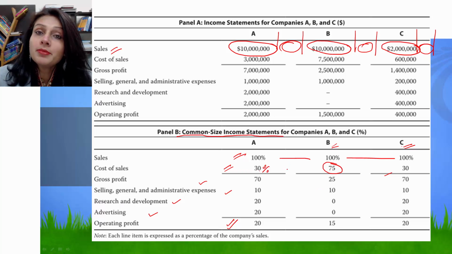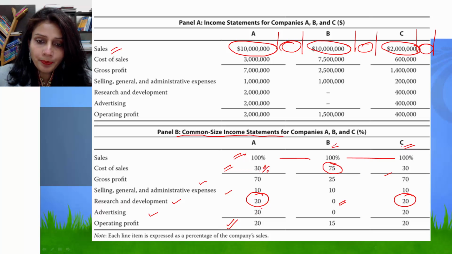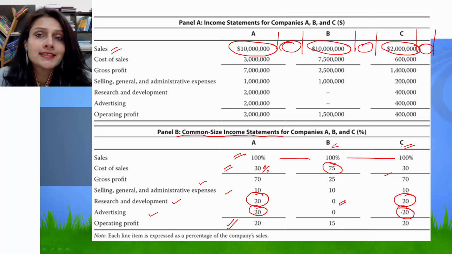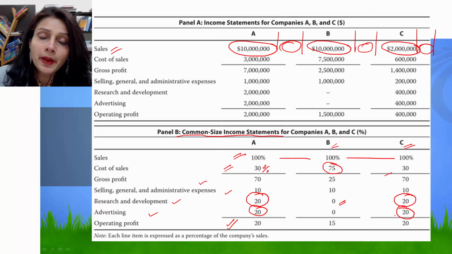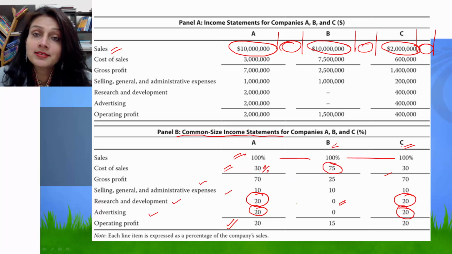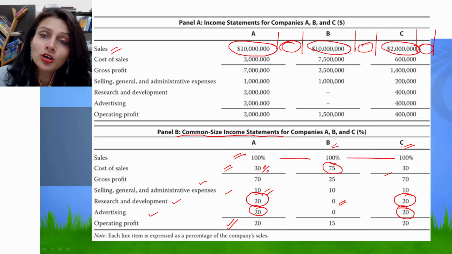Similarly, we can see that company A and company C spend extensively on research and development, while company B does not spend any money on research and development. Company A and company C also spend a lot of money on advertising. So they have a product which would probably be more available in the market. Consumers may be more informed about it. And therefore, probably these companies feel that they should spend more on each of these things, that is research and development, advertising, while at the same time reducing their cost of sales.